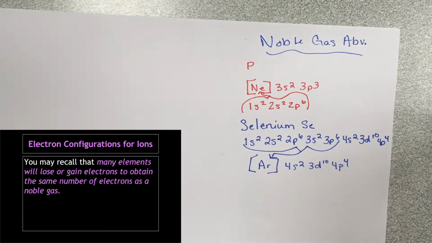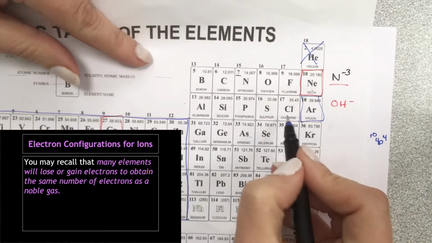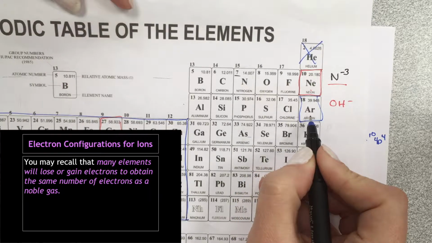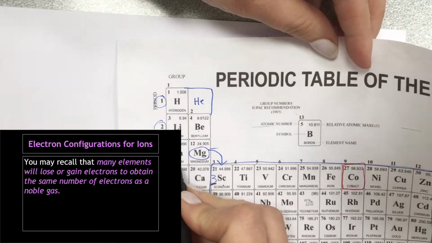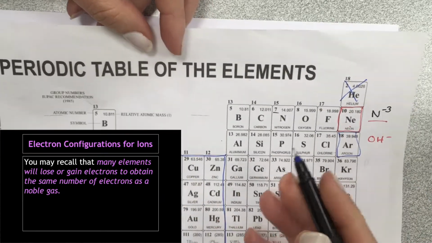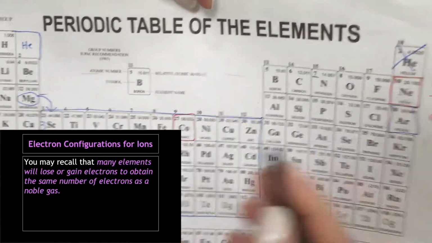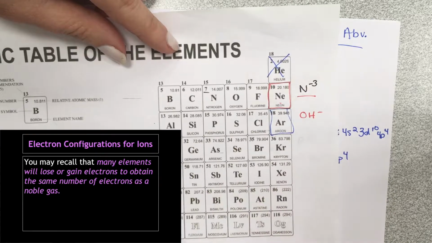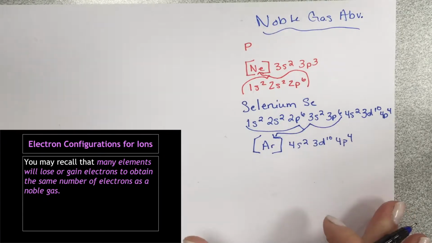Okay, moving on. Electron configuration for ions. So you know that many elements will lose or gain electrons to obtain the number of electrons as a noble gas. So remember, guys, chlorine will gain an electron to become like argon. Sodium will give up an electron to become like neon. Okay, so we kind of discussed this already. The reason they're gaining and losing electrons is so that they can all be like the noble gas. I've already said that in class.